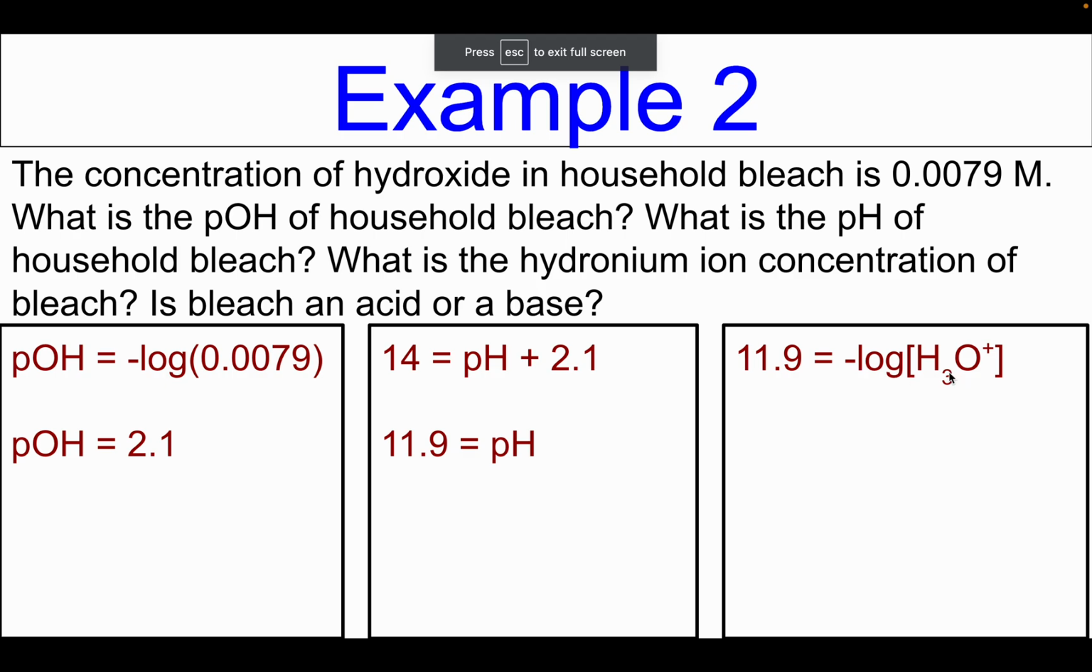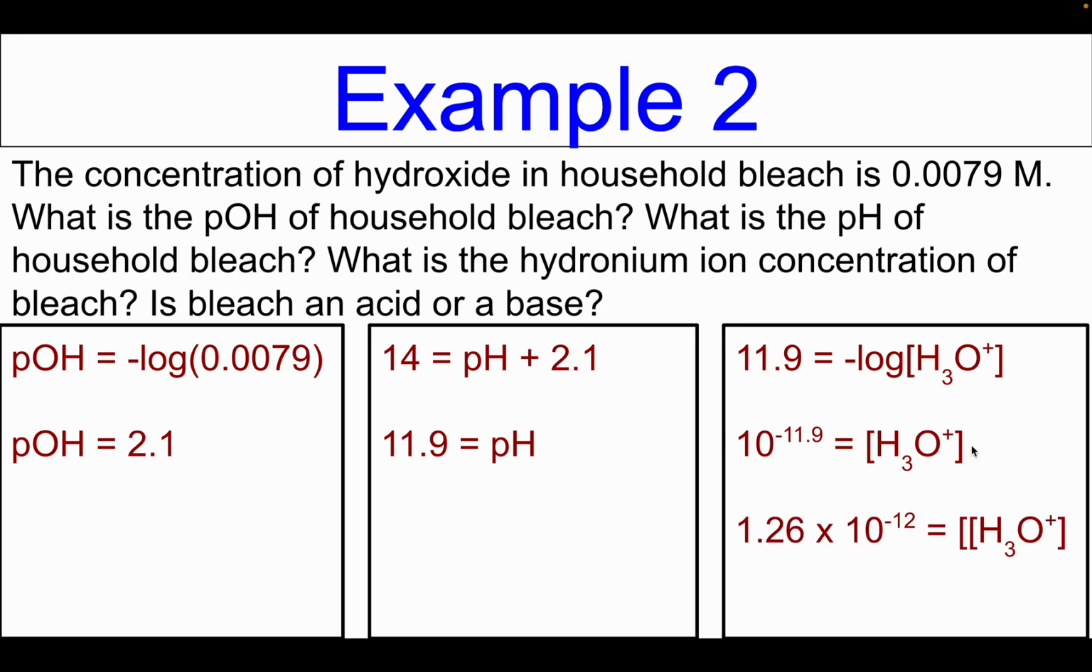So I know my pH is 11.9, and so then that's equal to the negative log of the hydronium ion concentration. So then I'm going to take 10 to the negative 11.9, right? And I remember I got this by dividing by negative 1 and then raising both sides to the 10th power because this is log base 10. And that gives me the hydronium ion concentration, which is 1.62 times 10 to the negative 12th.